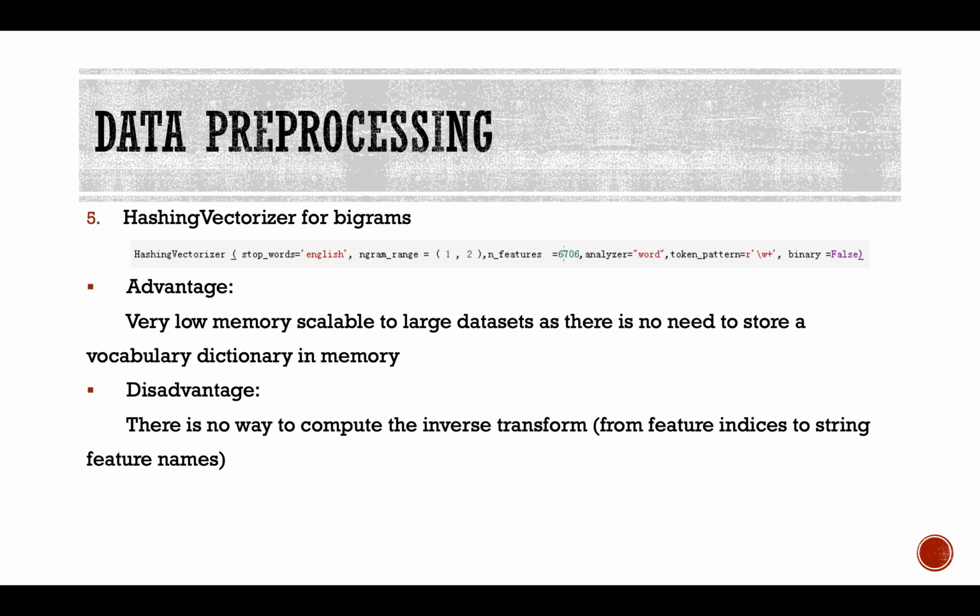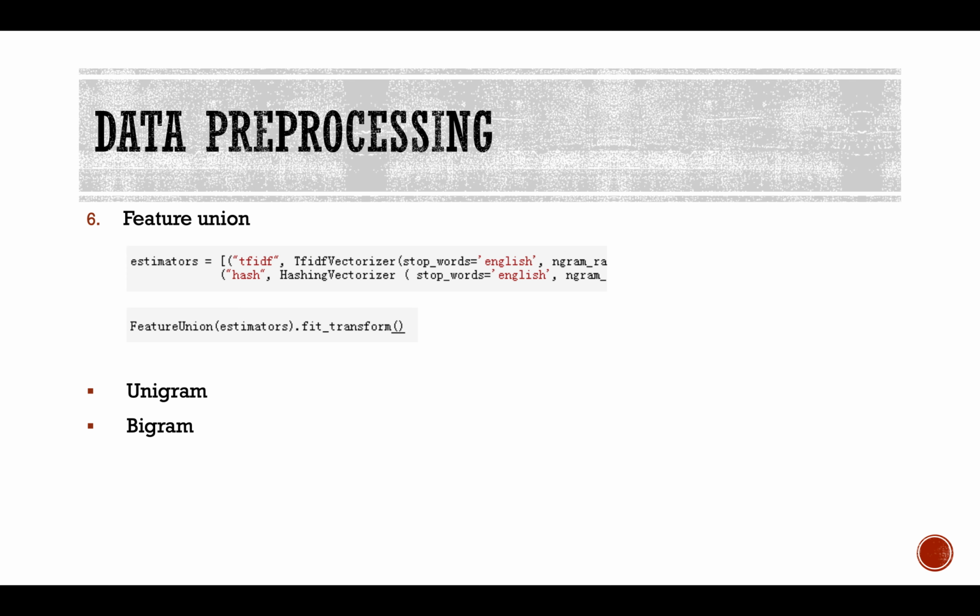Fifth, we use hashing vectorizer to convert the unigrams as well as the bigrams to a matrix of normalized token frequencies. The reason for choosing this method is that the number of bigrams is quite large, and hashing vectorizer is very low memory and scalable to large datasets, as there is no need to store a vocabulary dictionary in memory. Though there is no way to compute the inverse transform, it doesn't matter in our prediction task. Finally, we combine the unigram features as well as the bigram features together using the feature union method.